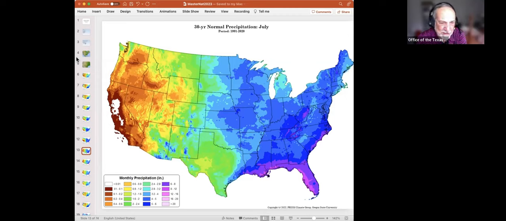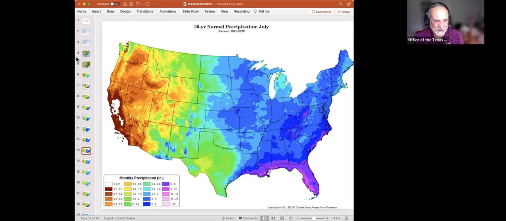And as far as that goes, in West Texas and New Mexico and Arizona, July is the wettest month of the year on average. Even though in, say, East Central Texas, it's on average the driest month of the year, because those sea breeze thunderstorms don't tend to make it very far inland.